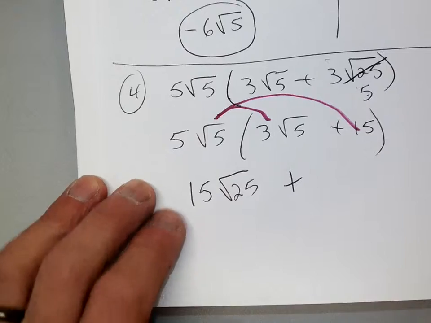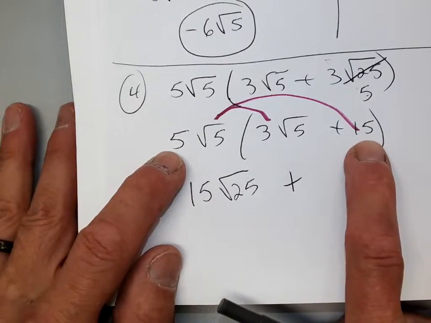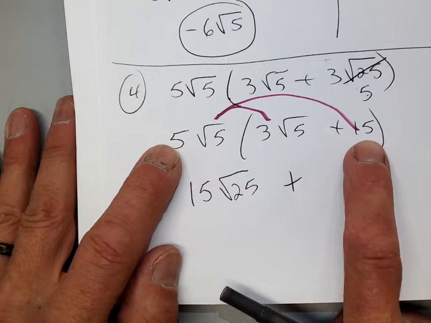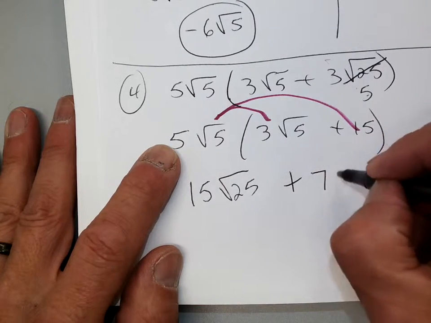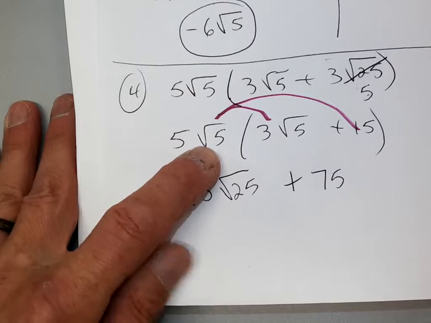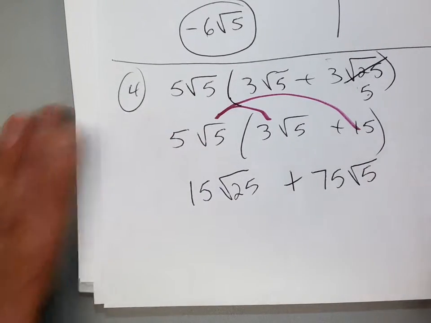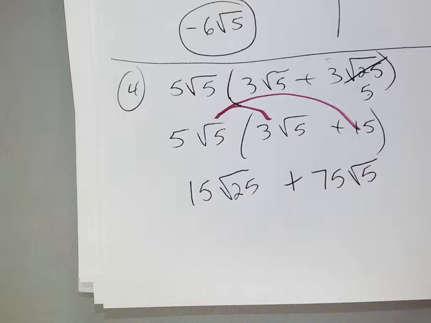plus... Now remember, it's whole numbers with whole numbers. So I'm going to go 5 times 15 is 75. But I still have a square root of 5 that comes along with it. Okay. Now, I see something else.